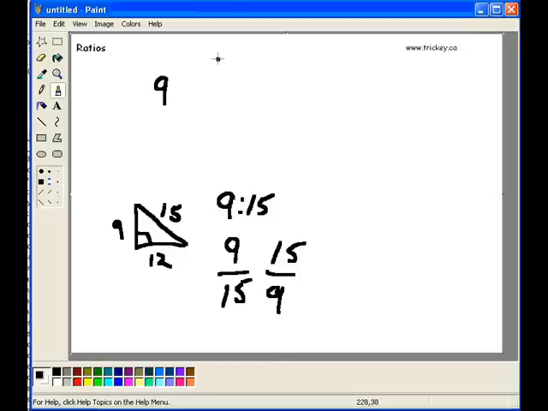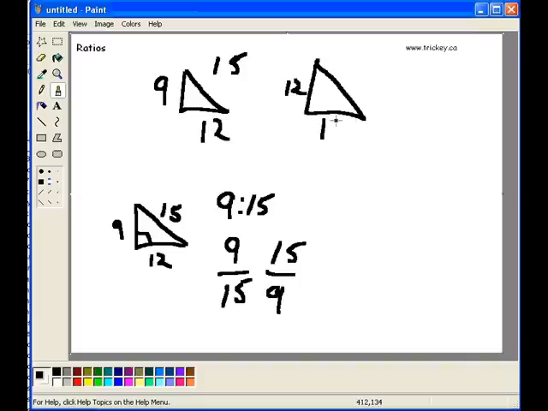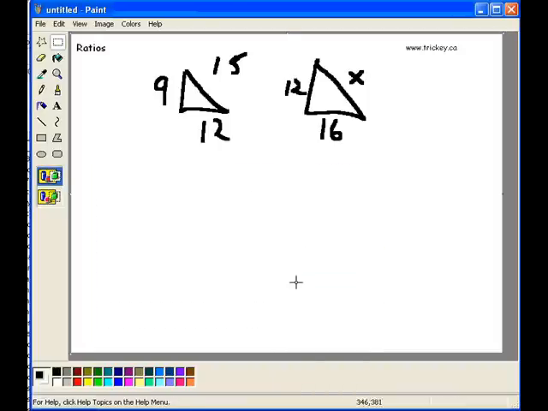So if I wanted to compare two triangles, I had 9, 15, and 12 for this triangle, and I want to compare it to a similar triangle that had the numbers 12, 16, but I didn't know what that one side was. Right? It's going to be up to me to solve for that one side, solve for the unknown. If I set up my ratios as a fraction, I could set up my unknown again on top. So let's go x is to 12.